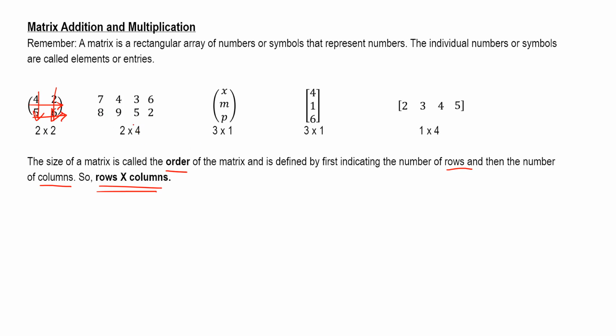This next matrix has 2 rows and 4 columns. So we call it a 2 by 4 matrix. This matrix right here has 3 rows and 1 column. So we call it a 3 by 1 matrix. This matrix has, again, 3 rows, 1 column, 3 by 1. This matrix has 1 row and 4 columns. So it's a 1 by 4 matrix. So remember, rows have to come first.